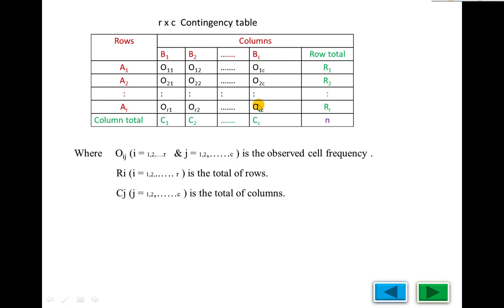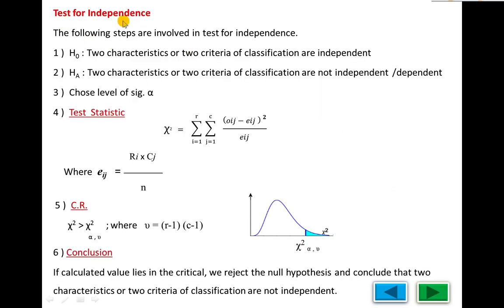For this type of data, this type of table, we apply the test for independence, a test of hypothesis for independence or dependence of two variables, two characteristics, or two criteria of classification. The main heading is the test for independence in a contingency table. There are 6 steps, the same as testing of hypothesis. First step, null hypothesis; second, alternate; third, level of significance; fourth, test statistic; fifth, critical region; sixth, the conclusion.